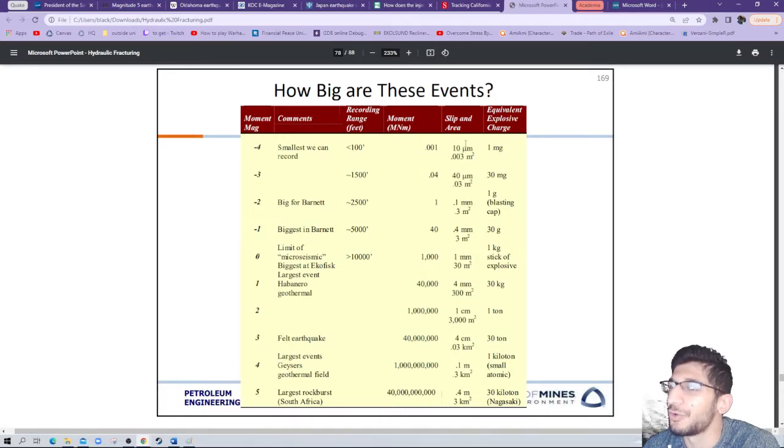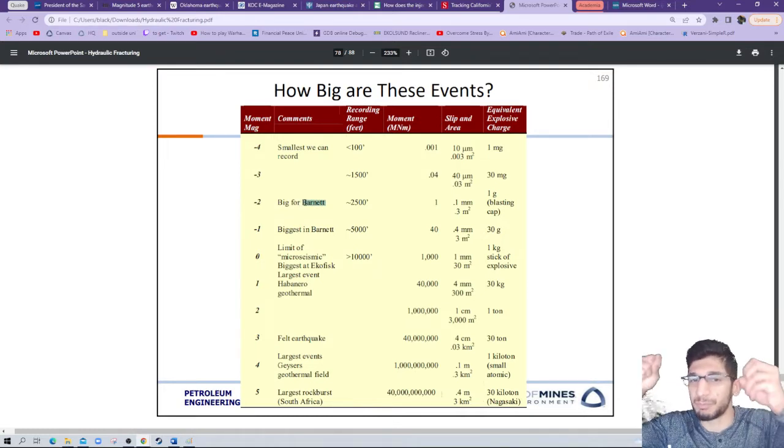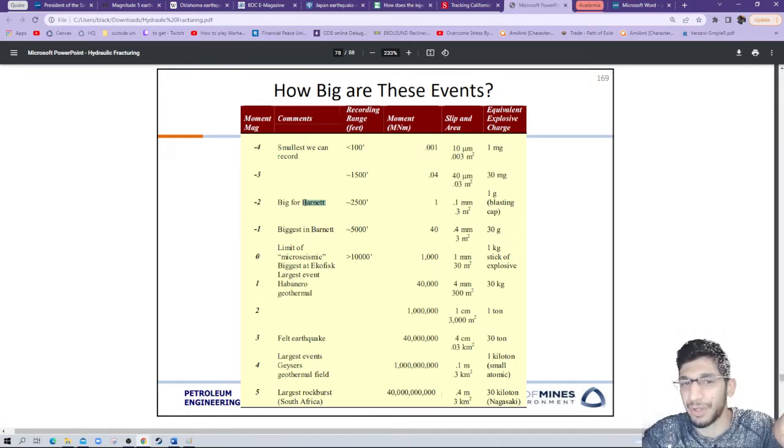And let's go into the magnitudes here real quick. So a magnitude of -4, we would not feel it, as small as we can record, so it's irrelevant kind of to us. -3, irrelevant as well. -2 is big for Barnett. So what does that mean? Barnett is a place where we do hydraulic fracturing. So when we do hydraulic fracturing, we're basically putting fluid in under pressure to break the rock, and then we produce from that rock we just broke.